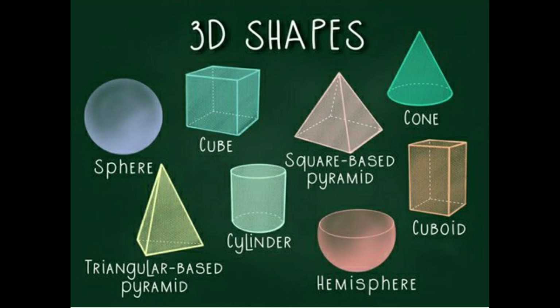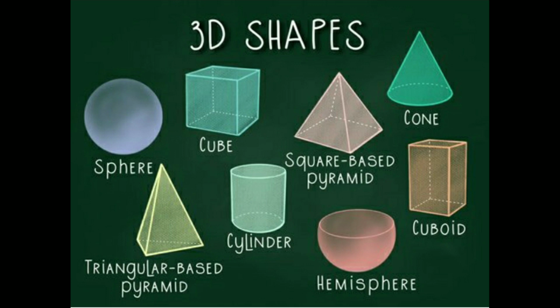Now triangular prism. So this is the triangular prism and this is height. So the curved surface area will become perimeter of the base into height. And total surface area will be curved surface area plus 2 into base area. And the volume will become base area into height.